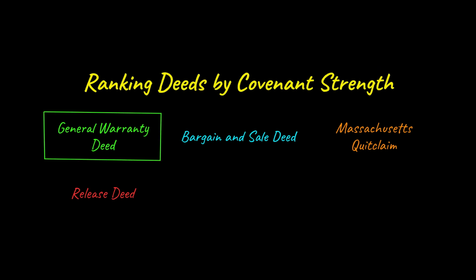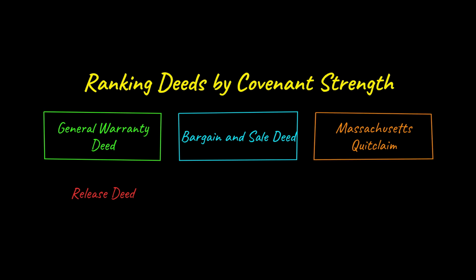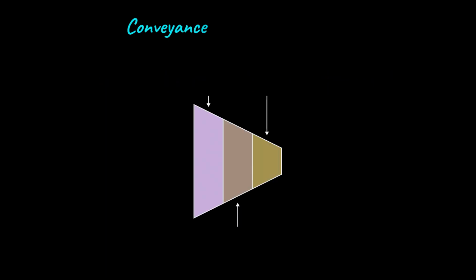A general warranty deed promises the most, defending against all claims. A bargain and sale deed with covenants promises some assurances. A Massachusetts quitclaim deed promises only against the grantor's own acts, and a release deed promises nothing at all.